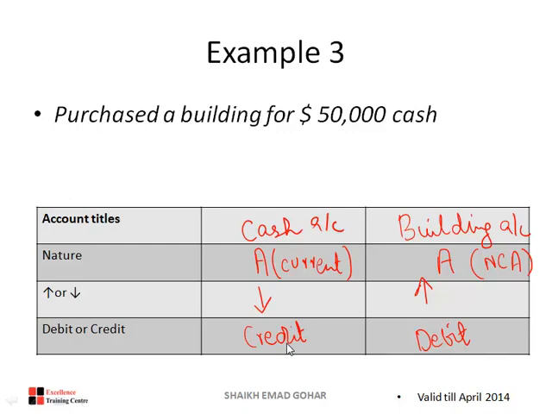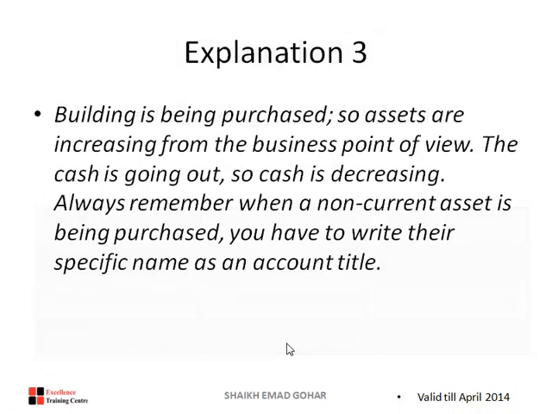Easy, difficult? What is the point in this situation? If you are purchasing a non-current asset, you have to use their specific name. This is the summary of this slide. Building is being purchased, so assets are increasing from the business point of view. The cash is going out, so cash is decreasing. Always remember, point to highlight, when a non-current asset is being purchased, you have to write their specific name as an account title. I have written it for you, so that you don't forget. Easy, difficult?